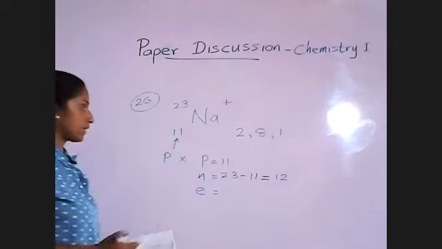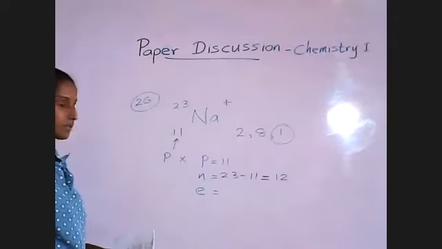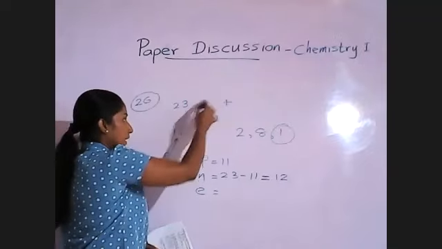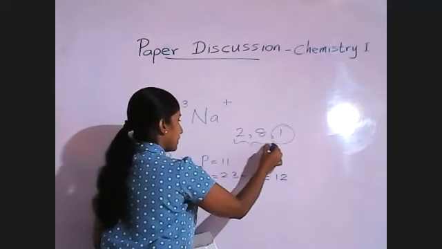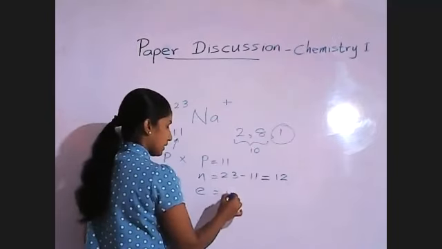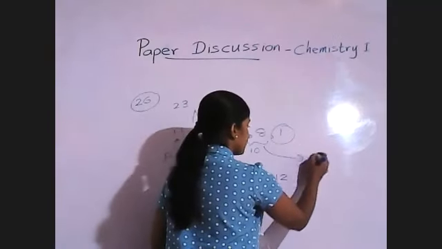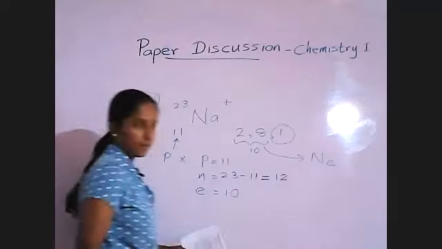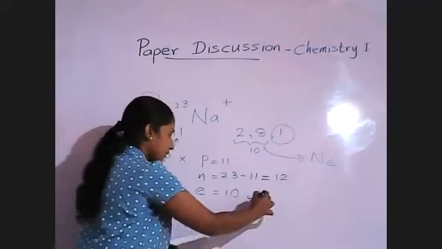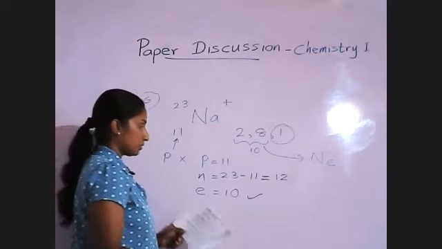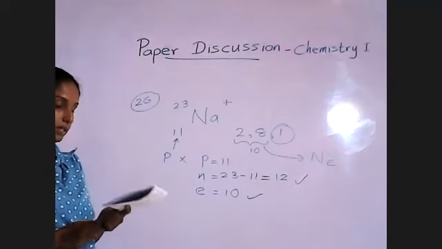The electronic configuration, right? It removes this electron, then forms the Na+ ion. Then how many electrons are there now? 10 electrons are there. And it gets the stable configuration of neon. Then the number of electrons is 10 and the number of neutrons is 12. Third answer.